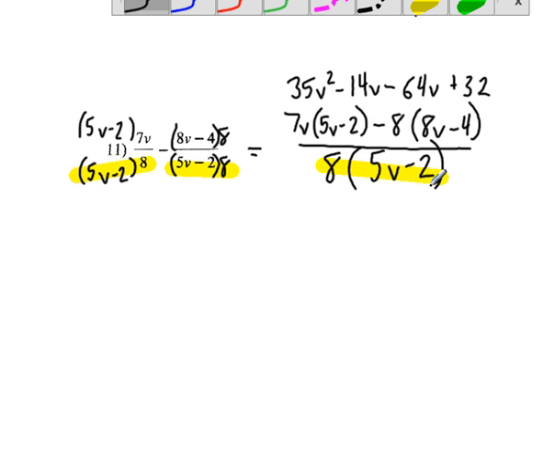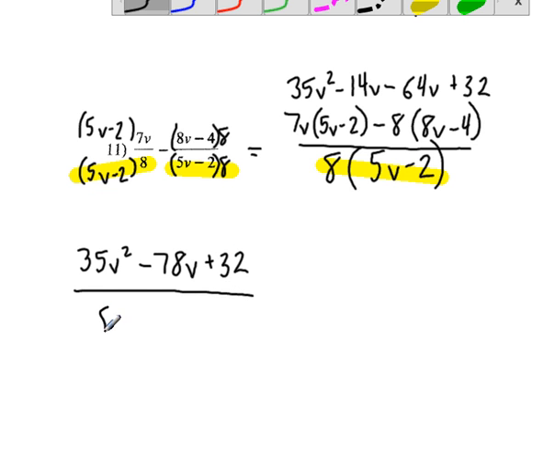So let's combine like terms. Let's take this down to the next step. I have 35v to the second minus 78v plus 32, all over 8 times 5v minus 2. All right, if you made it that far and you followed that, you're in good shape.